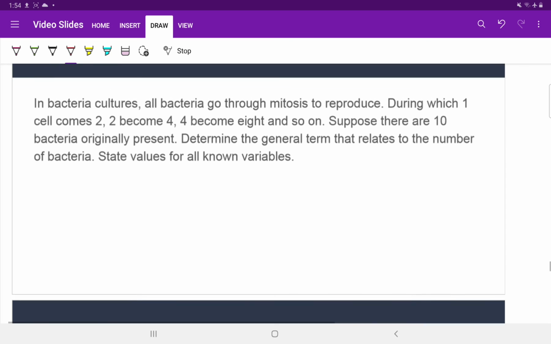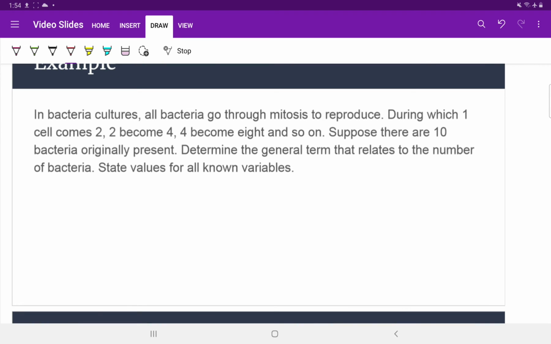Let's go do another one here. In bacterial cultures, all bacteria go through mitosis to reproduce, during which one cell becomes 2, 2 becomes 4, and so on. Suppose there are 10 bacteria originally present. Oh, okay, so we start with 10. So 10 must become 20, 20 must become 40, and so on. Determine the general term that relates to the number of bacteria.